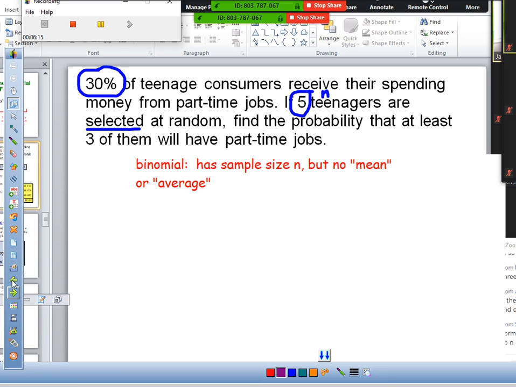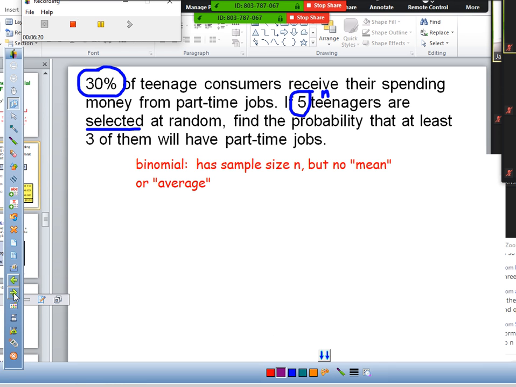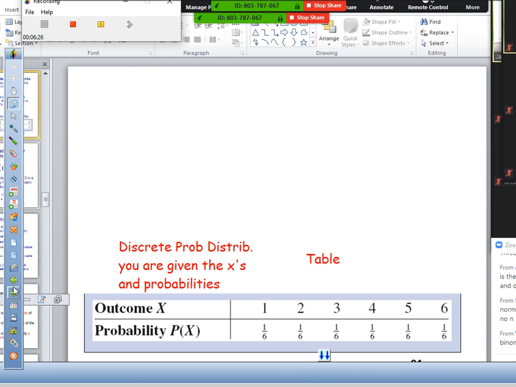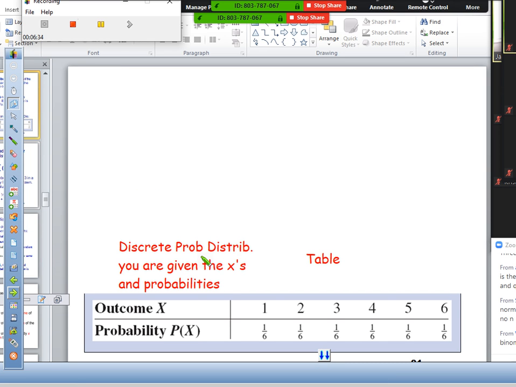Oh, we already did that one. You guys are good. Yep, so binomial has a sample size n, no mean or average. And then this one again would be a discrete probability distribution because you're just given the x's and the probabilities. It's a table. Let's find another one.